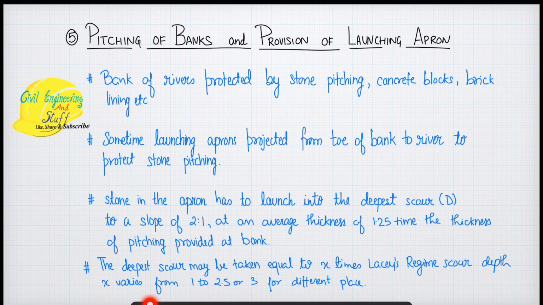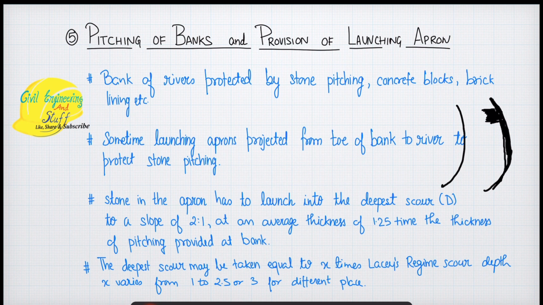Next, the river training work that we are going to discuss is the pitching of bank, or the provision of the launching apron. Now, definitely by construction of marginal embankments, we are able to protect the banks of the river. But usually, if the problem is more severe, this means along the banks of the river, erosion at the bed slope is also taking place.